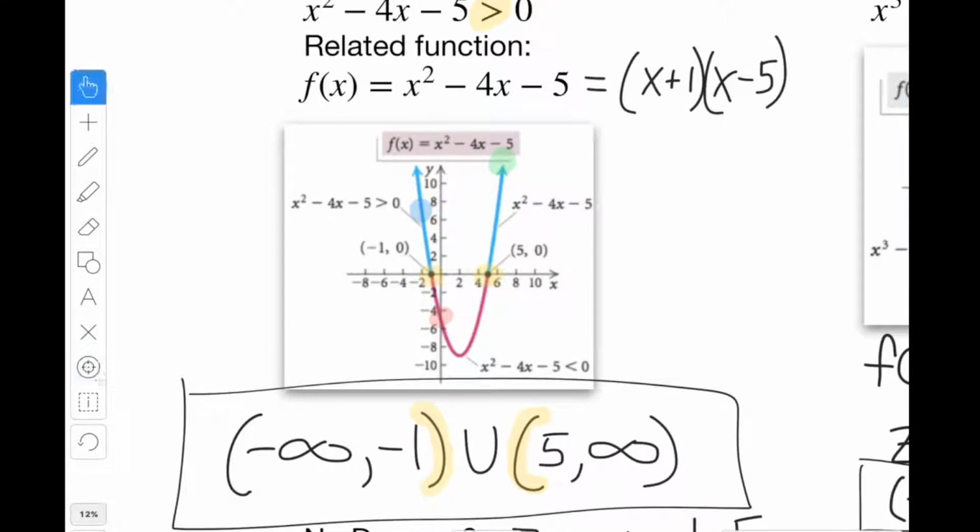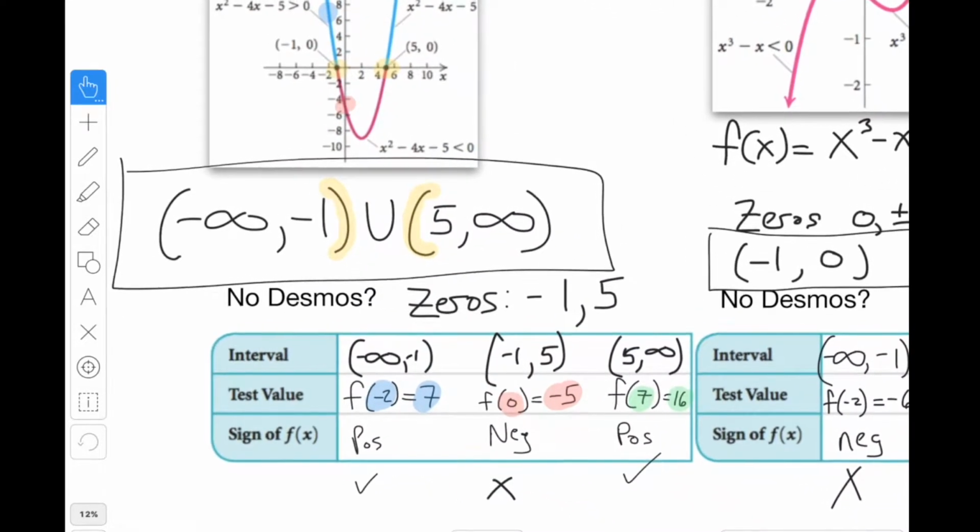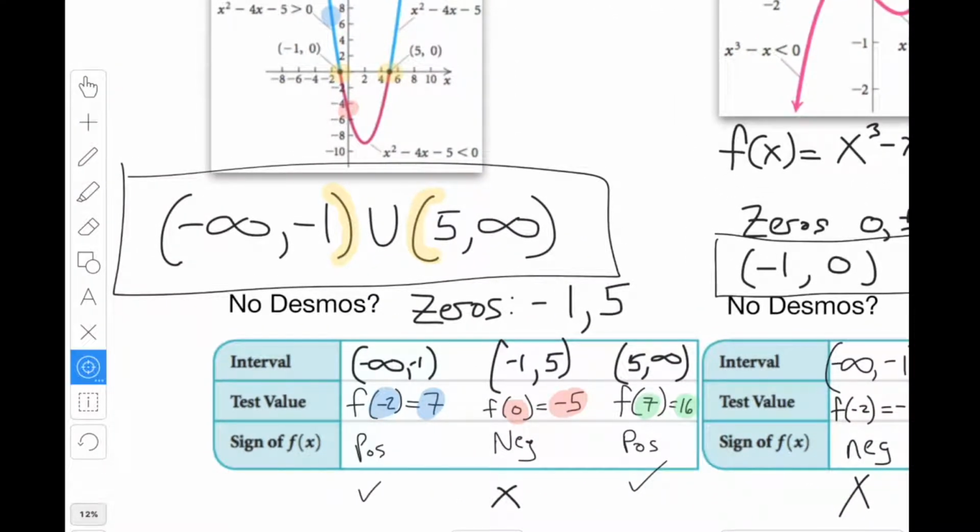Now, if you don't have Desmos in, say, a quizzing situation or whatever, then you have to find the zeros, that negative 1 and 5, and then you can assume that the zeros are going to split the entire x-axis up into three parts: to the left of the first zero, in between the two zeros, and to the right of the second zero.